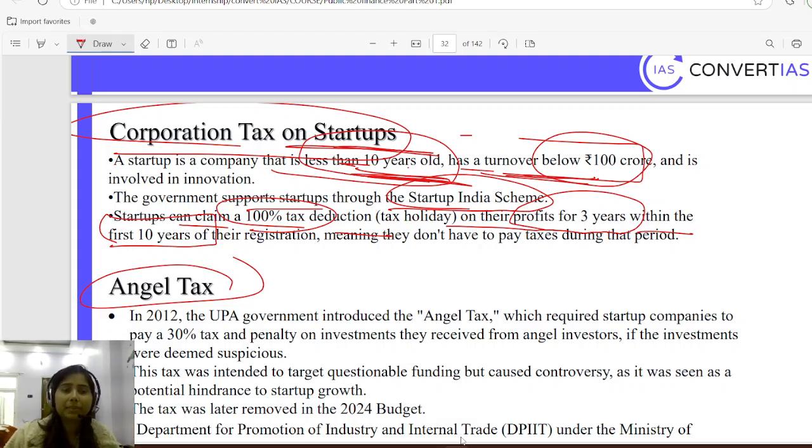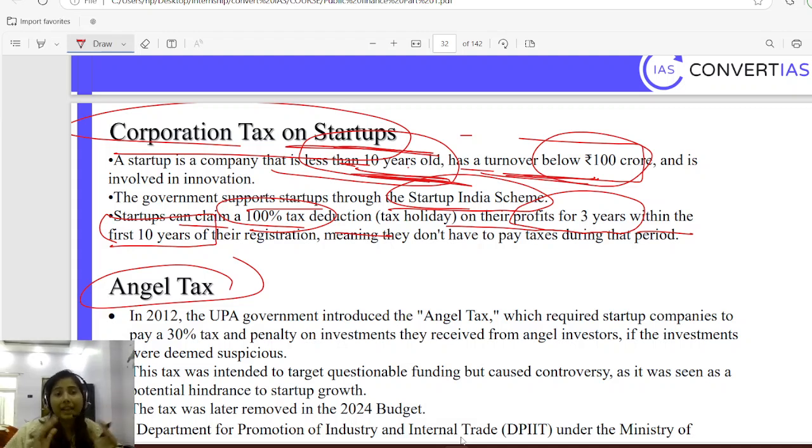I hope I have explained angel investor as well. Suppose I am going to start some millets business, okay, and I need an investment, but I don't have money. Then some person will come like an angel and they will invest in my company. So they are called angel investor.